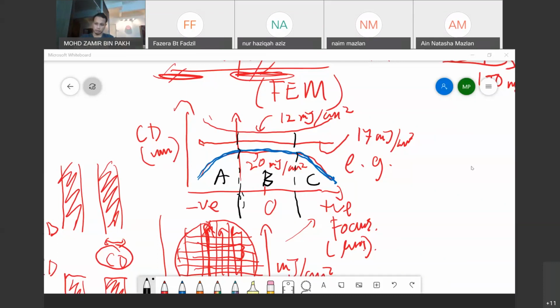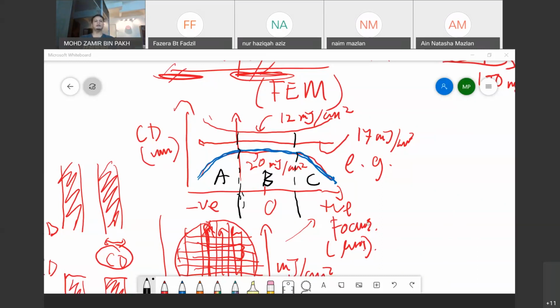Okay. So, I'm asking why, out of region A, B or C, if you are the engineer in charge, which region are you going to choose for your mass production process? Okay, and the answer is B, and I'm explaining now.